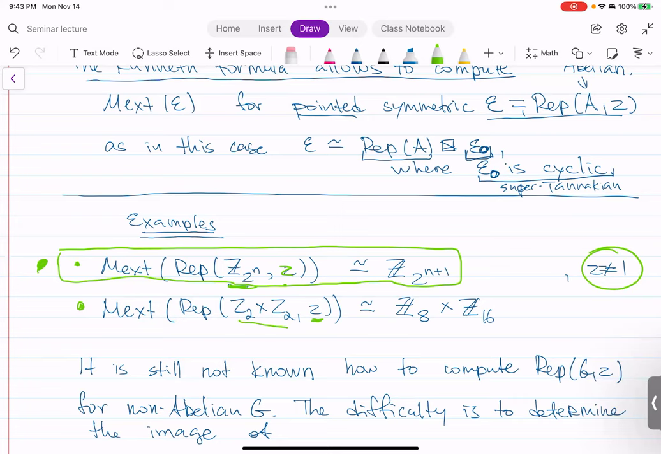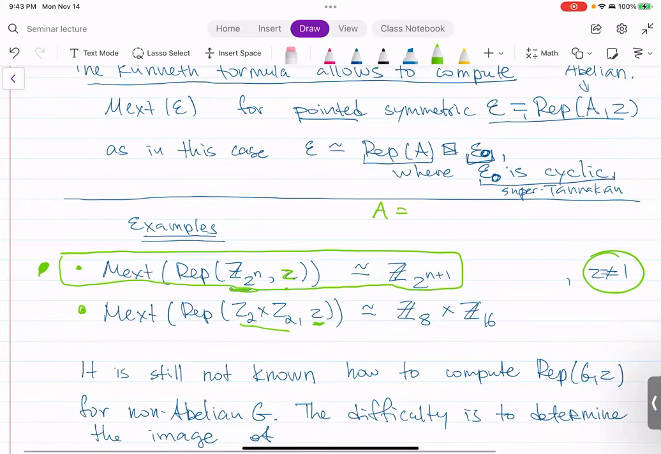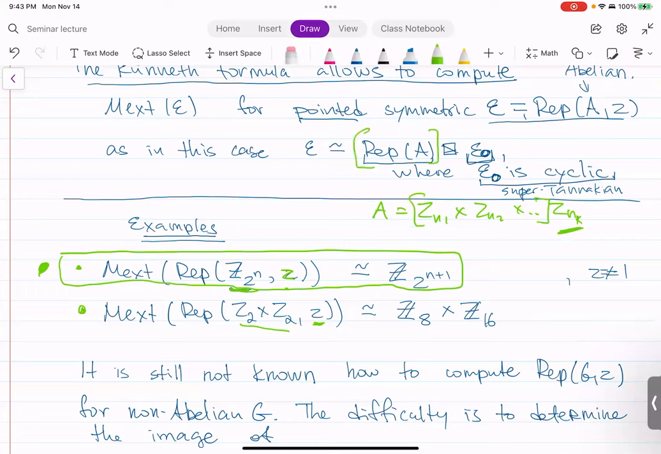I'm just mentioning those that I computed, but in general there is an algorithm. The point is the following: if you have A, you can always decompose it into a product of cyclic groups, let's say it's a two group, so all these are powers of two. You can always achieve that this fermion lives in one of the summands. So you can put it in one of the summands, then you have a Tannakian part, and the cyclic group that contains the fermion.